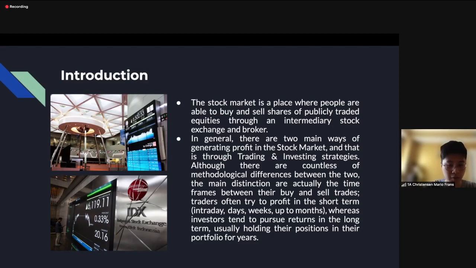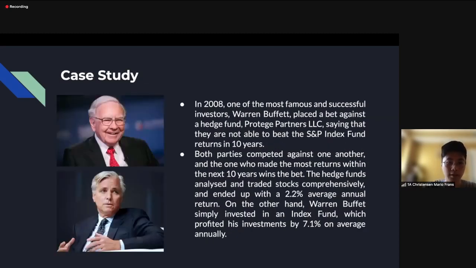In 2008, one of the most famous and successful investors, Warren Buffett, placed a bet against a hedge fund, Protege Partners LLC, saying that they would not be able to beat the S&P index fund in returns in the next 10 years. Both parties competed against each other, and the one which makes the most return in the next 10 years wins the bet. The hedge fund analyzed and traded stocks comprehensively and ended up with a 2.2% average annual return. On the other hand, Warren Buffett simply invested in an index fund, which profited his investments by 7.1% on average annually.